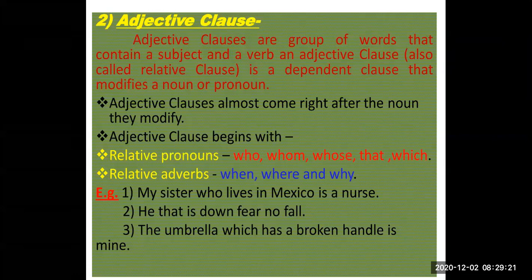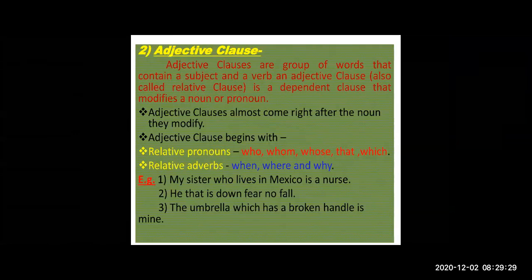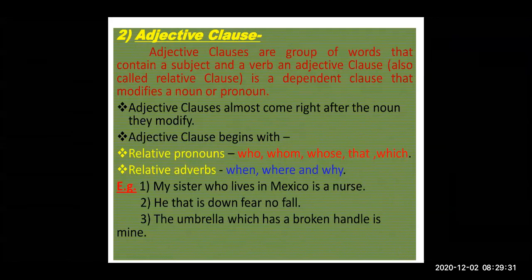An adjective clause begins with relative pronouns like who, whom, whose, that, which, and relative adverbs like when, where, and why. These are the relative adverbs. Let's see with the examples.